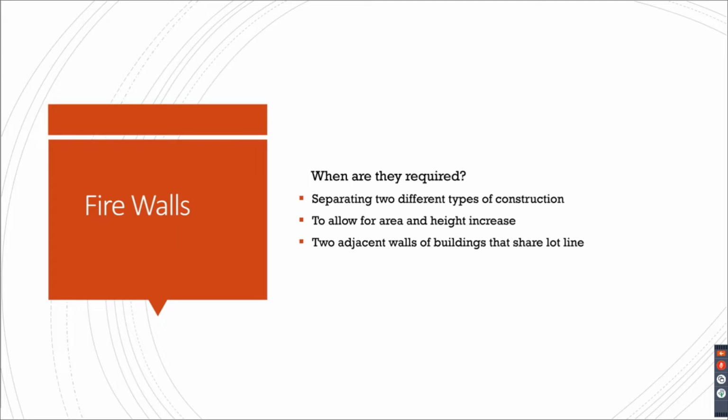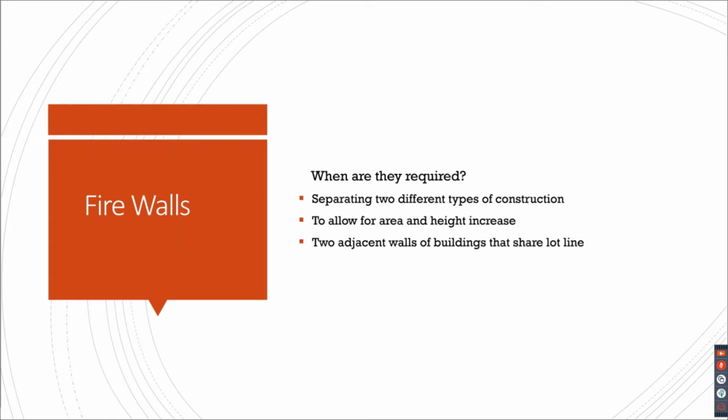Separating two different types of construction is pretty easy to understand. You've got two different construction types, so you need a firewall in between because you essentially have two different buildings. And then to allow for area and height increase: you've got your construction type, and the type that you chose has limitations, unless you chose 1A. So please do, I'm just kidding. You choose what you want. But anyhow, you've got these limitations in chapter 5 for area and height increases. And if what you are designing exceeds what's permitted per the tables and the area calculations that you can do, what are some options?